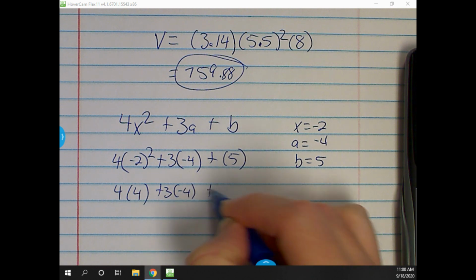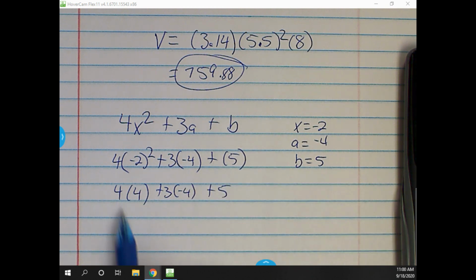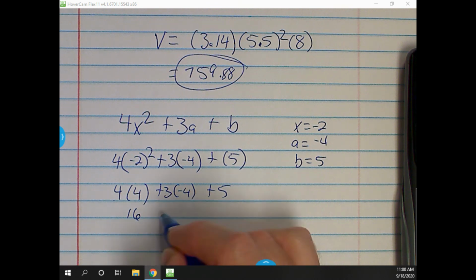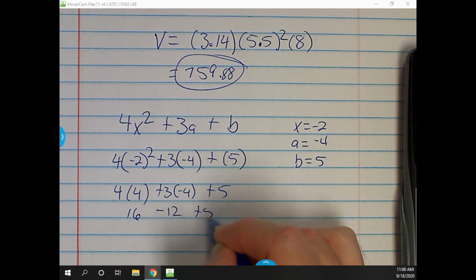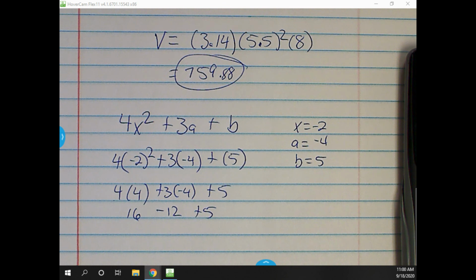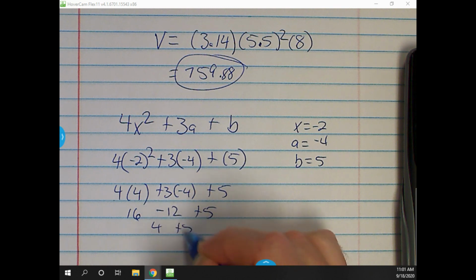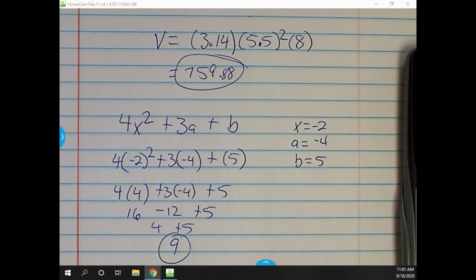Once you have your exponents gone, now you're going to do your multiplication. 4 times 4 is 16. 3 times negative 4 is negative 12. And then once all the multiplication and division is gone, then the last step you get to do adding and subtracting. 16 minus 12 is 4. 4 plus 5 is 9.